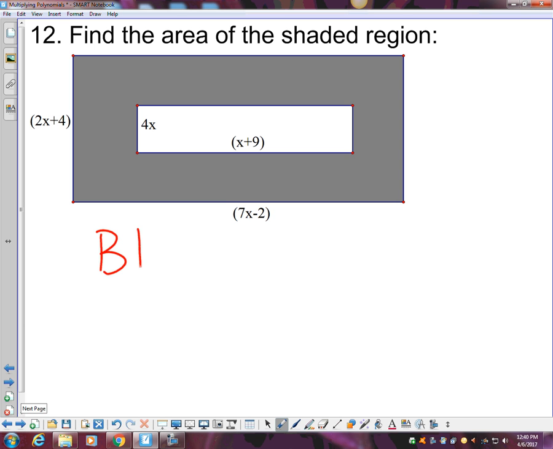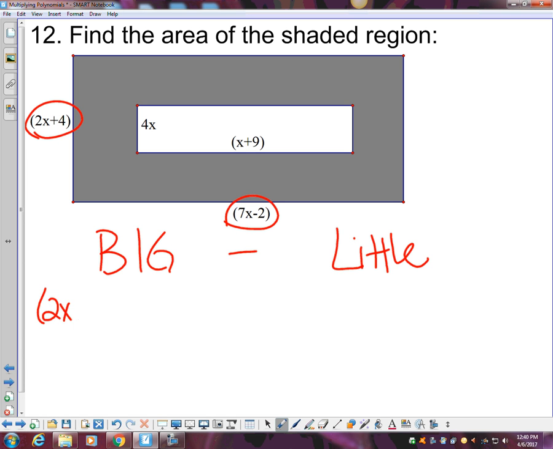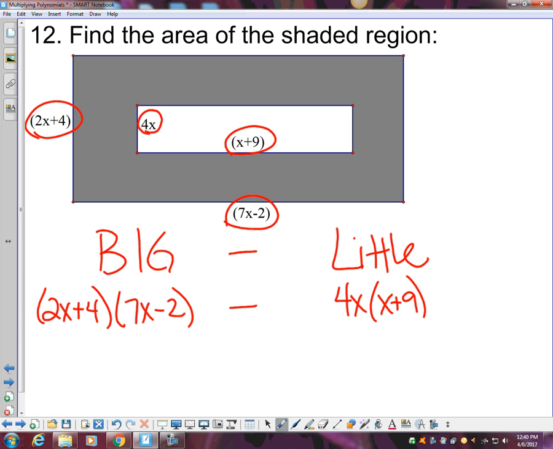Okay, so I'm going to start out with big minus little. Who's on the outside edge? Who's the big? This one and this one. And again, it doesn't matter the order you put these in. I'm going to put the 2x plus 4 first, and I'm going to multiply it by the 7x minus 2. Okay, now let's set up the little minus, and again, there's your shark. Who's the little? Well, the little is this times this. So 4x times x plus 9. Well, guys, that's not a lobster. That's just a regular distribute. Like, you've done that before.